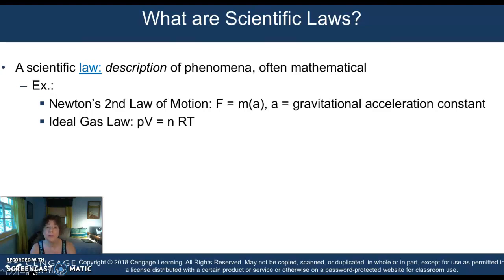You are going to be learning in the next few lectures about the ideal gas law, which is pressure times volume equals the number of molecules in a gas times a constant, R, times the temperature of that gas. You're going to know PV equals nRT like the back of your hand by the end of the semester. It really determines so much in our atmosphere. The ideal gas law is very important. Again, it's a law that describes a phenomenon mathematically.